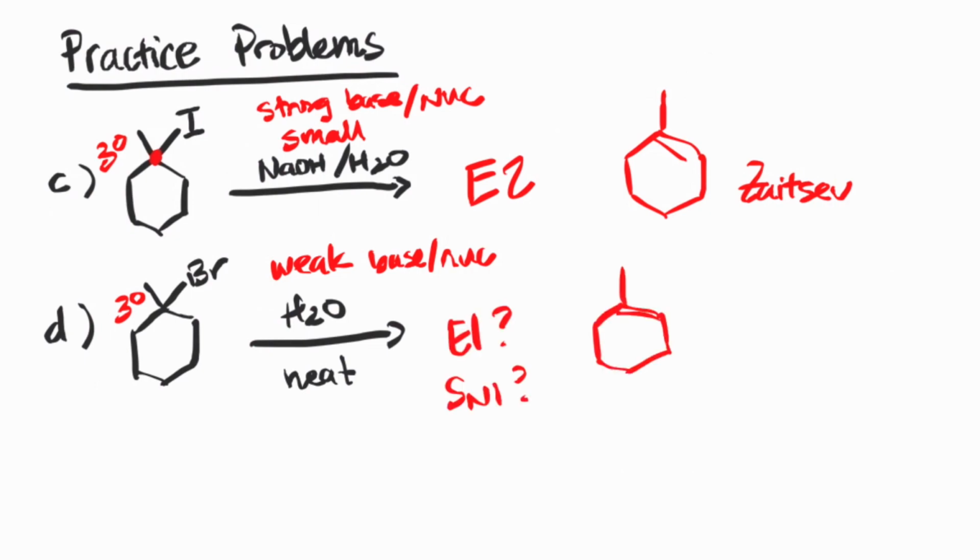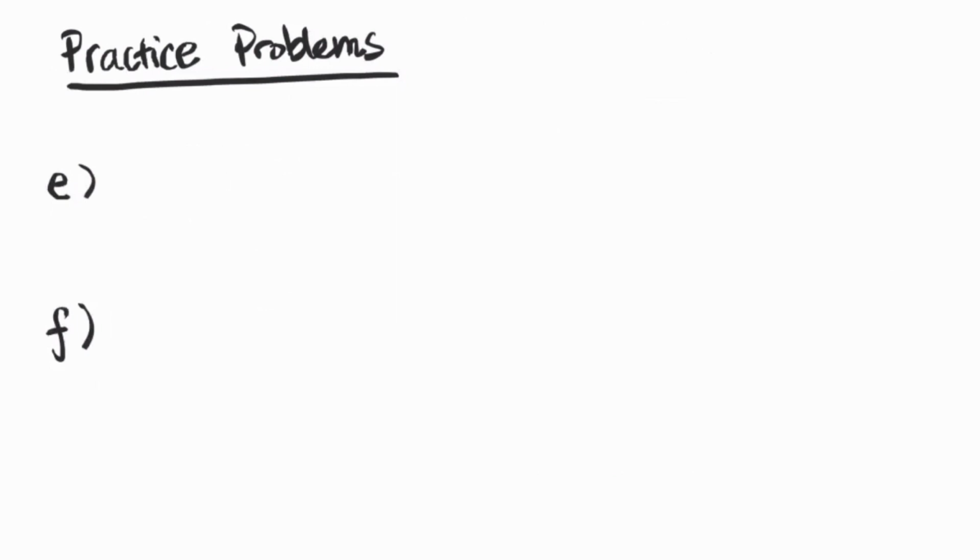Remember, if it's an elimination reaction, it's always going to have the Zaitsev product as a major product. In this case, it is tri-substituted. So remember, if it's tri or tetra-substituted, E1 will eke out SN1 as a major product. So in this case, it is the E1 that's going to be your preferred pathway. All right, two more here, E and F.